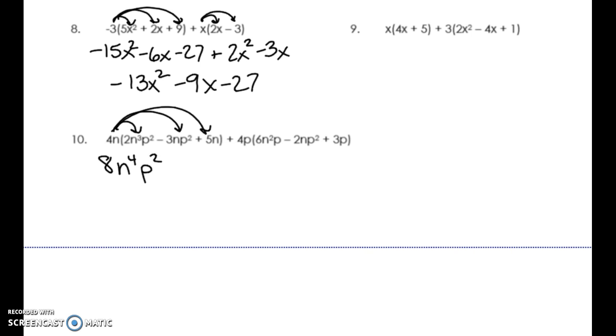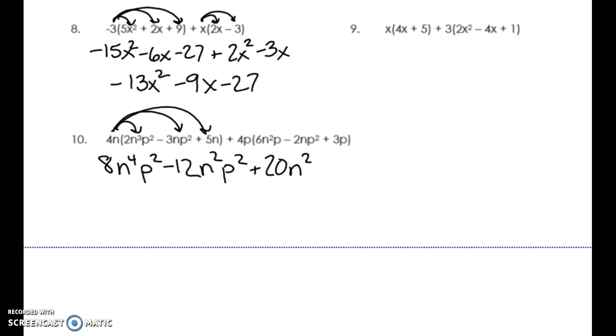Then I do the same thing with the next term. So 4n times 3n p squared. So my coefficients, 4 times negative 3 gives you negative 12. Then I have n times n gives us n to the second. And then I have p squared. There's nothing to multiply that by. What does my last term end up becoming? 20n squared. Very good. Okay. So plus 20 is your coefficients, and then n times n is your n squared.